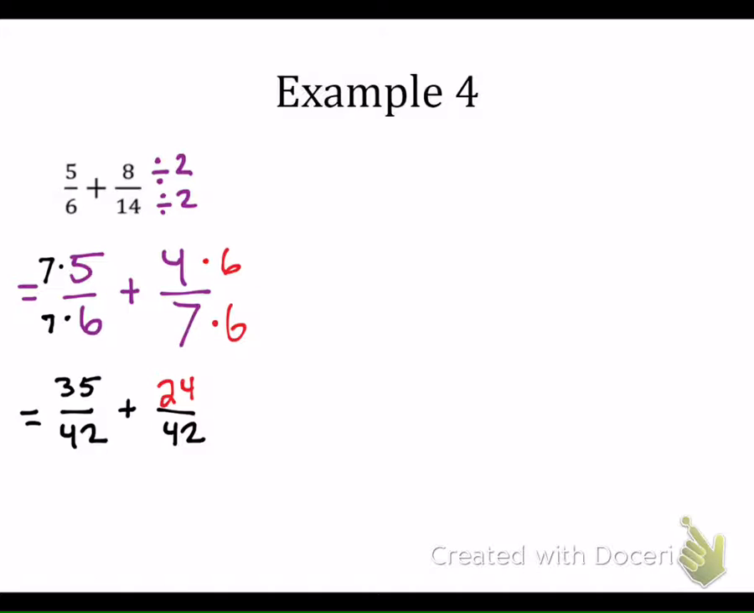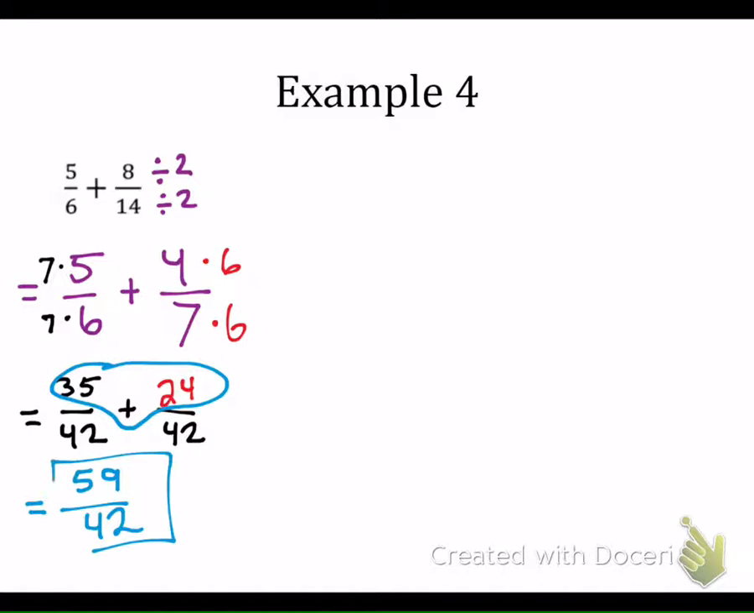Now I can go ahead and, let me get a new color, add the numerators, keep the denominators the same. So it's 59 over 42. Now, I do not want you to turn that into a mixed number. Improper fractions are just fine. You do not have to divide the 59 by the 42 and make it 1 and whatever. Just leave it. It's good. Improper is better than a mixed number in my book.